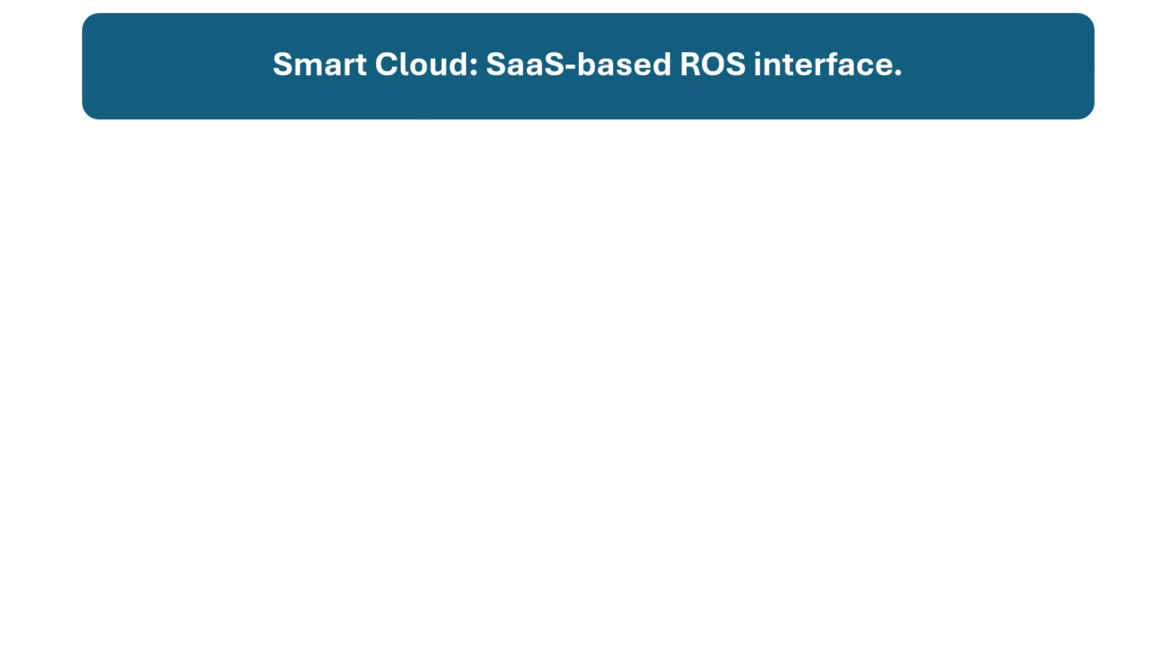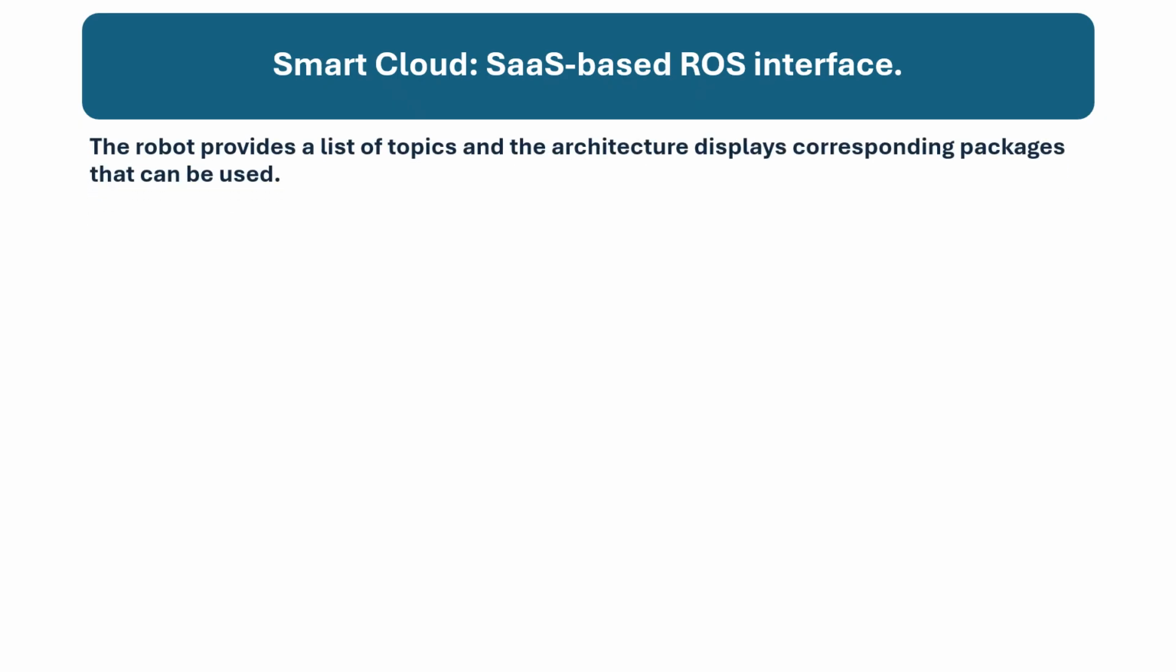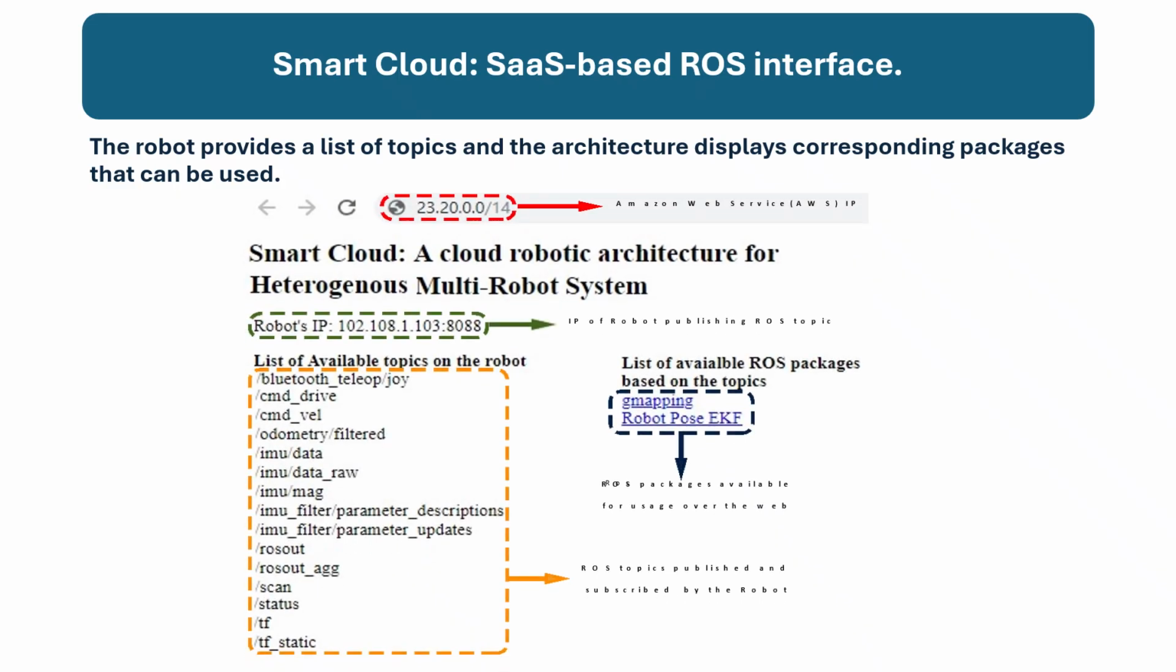Our next part is the smart cloud SaaS based ROS interface. The robot provides a list of topics. That means the input is provided to the architecture, and the function of the architecture is to display ROS based packages that can be used for the output generation. So this is the smart cloud, a cloud robotic architecture for heterogeneous multi-robot systems. A robot's IP is given.